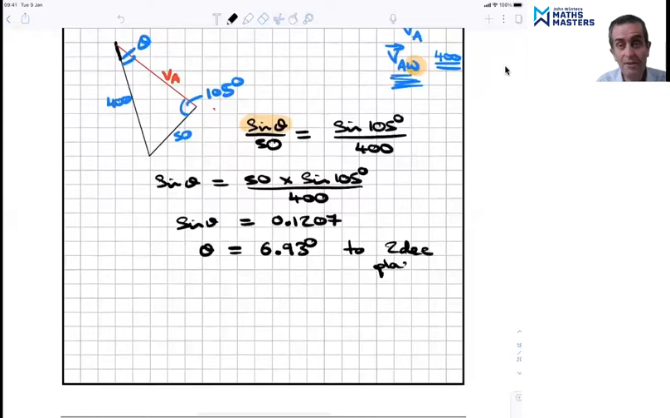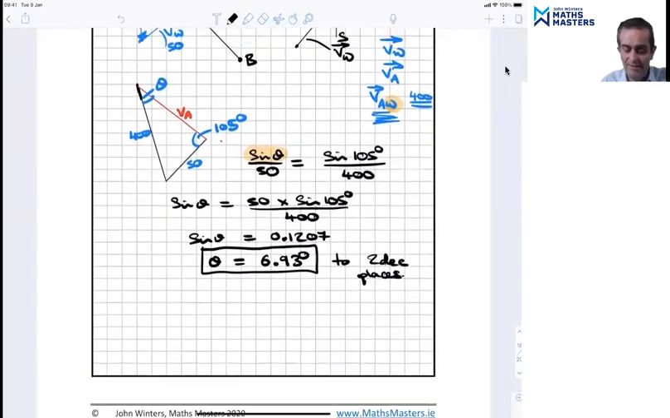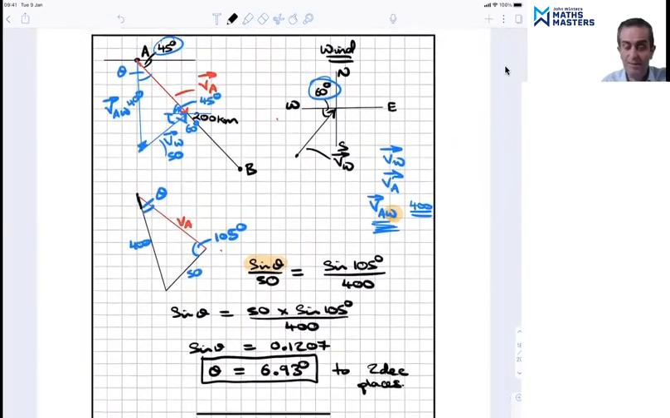Now very often the applied maths examiner doesn't say we want this many decimals or that many decimals. If they don't say anything and you decide to go for decimals, leave it at 2, it's fine. So theta is 6.93. Now, what we were asked is, what is the heading of the aircraft? So let's have a look back at the picture.